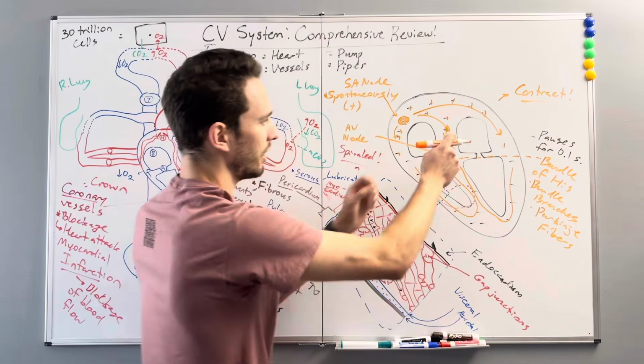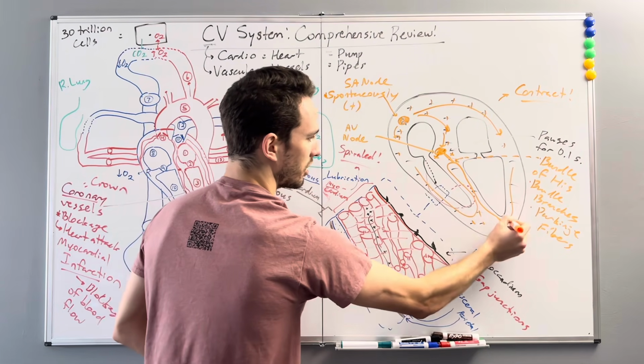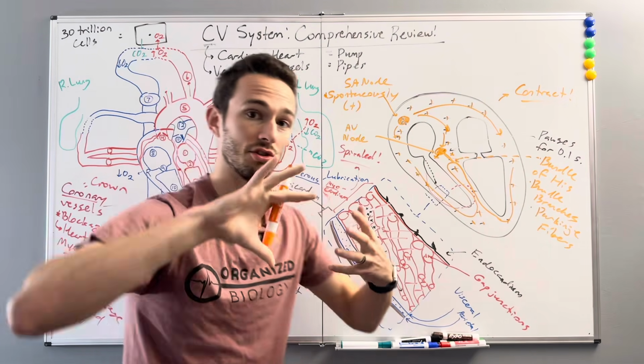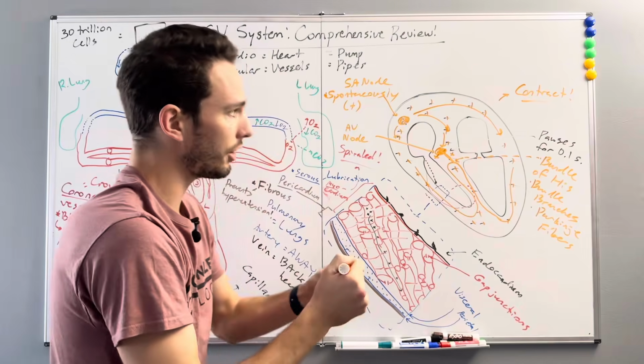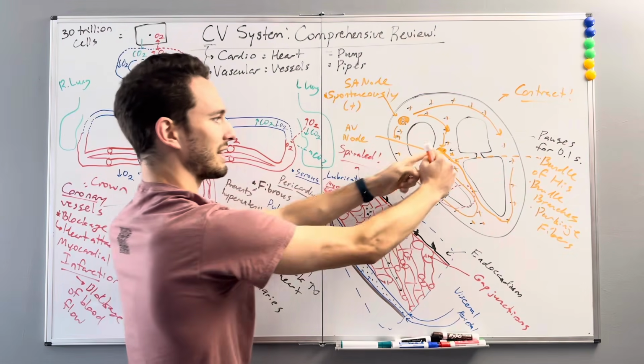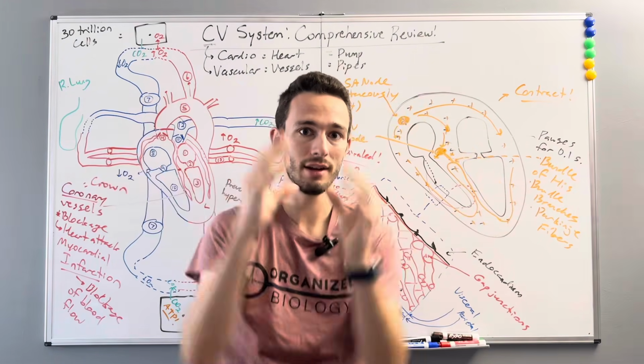So AV node fires, goes through bundle of His, bundle branches, and then Purkinje fibers, making all the ventricular muscle very, very positively charged. Therefore, the ventricular muscles contract, okay? So again, all in all, SA node fires, all the atria contract, AV node pauses for 0.1 seconds, sends it down here, ventricle muscles contract, so we get that conduction system of da-da-da-da.